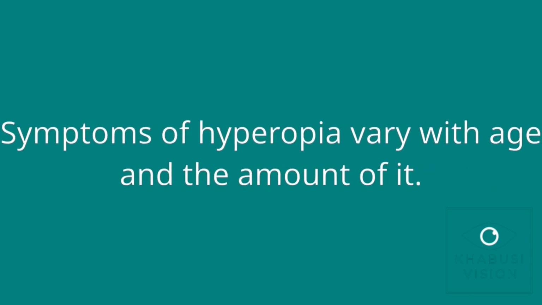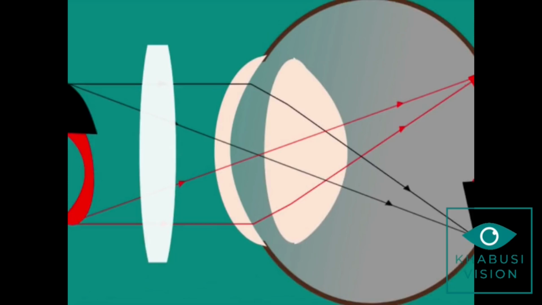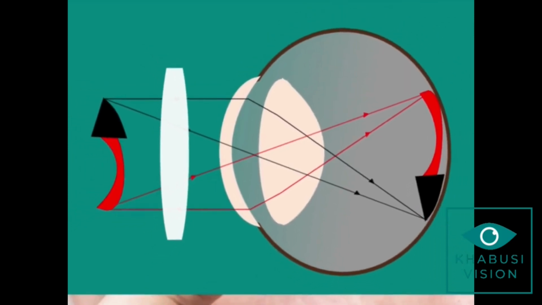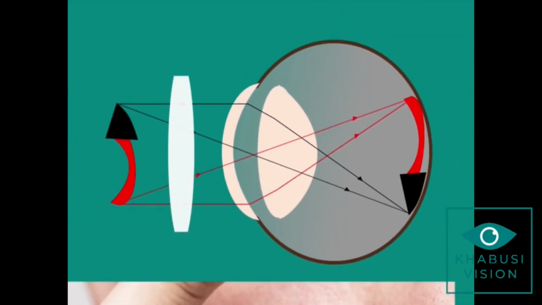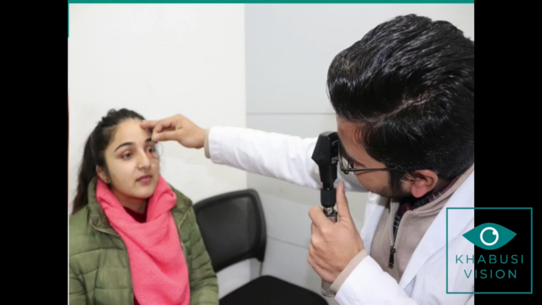How is it managed? We use plus-powered lenses, again in glasses or contact lenses. These help the eye focus light properly onto the retina, but managing hyperopia isn't always straightforward. That's why it's important to get checked by an optometrist who can tailor the treatment to your eyes.